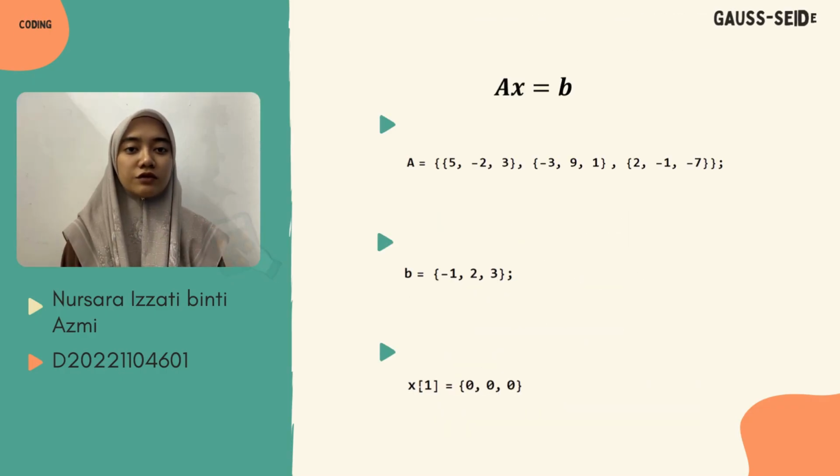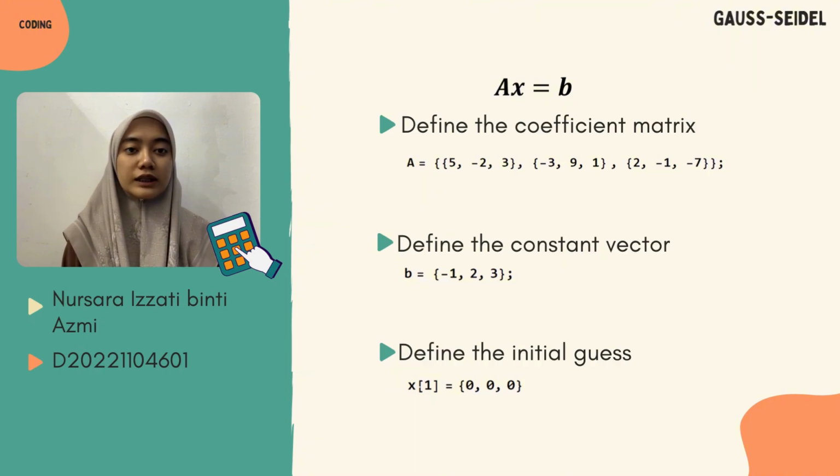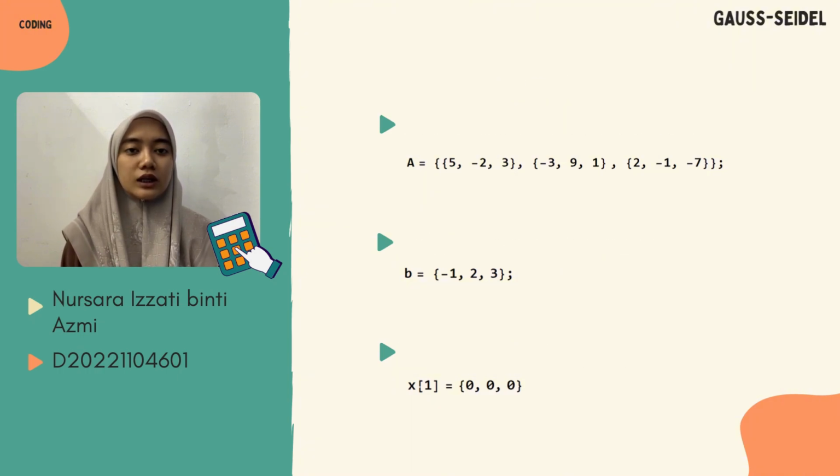The first step is we define the coefficient matrix A of the linear system Ax equals B. Each row of matrix A represents one linear equation and each column represents a variable. This matrix is the main input for the Gauss-Seidel method. Next, we define the constant vector B. This vector contains the values on the right-hand side of the linear system. In this step, we define the initial guess for the solution vector. The Gauss-Seidel method is an iterative method, so it requires a starting value. Here, we choose a zero vector for simplicity.